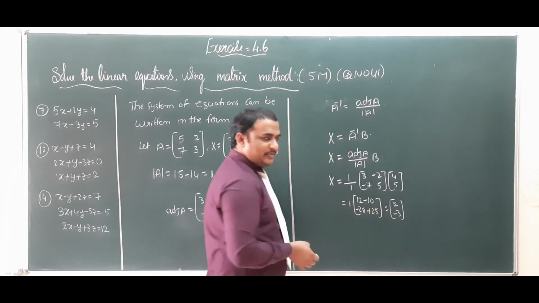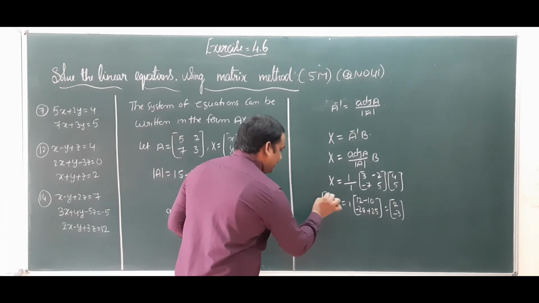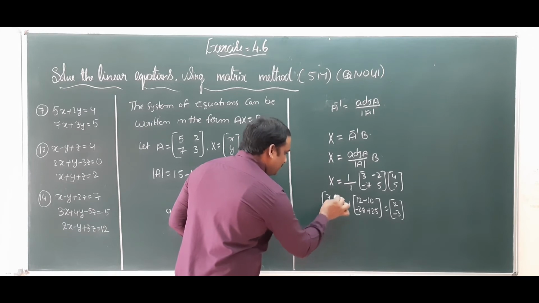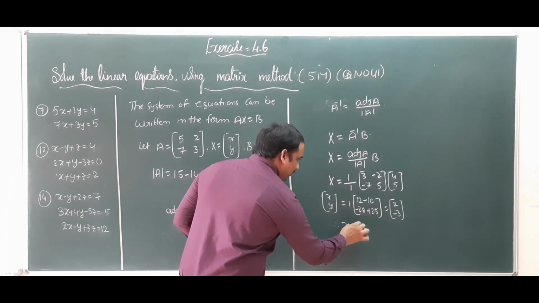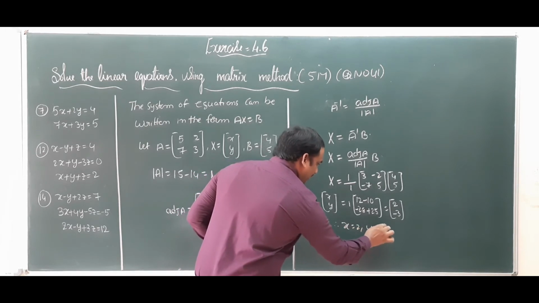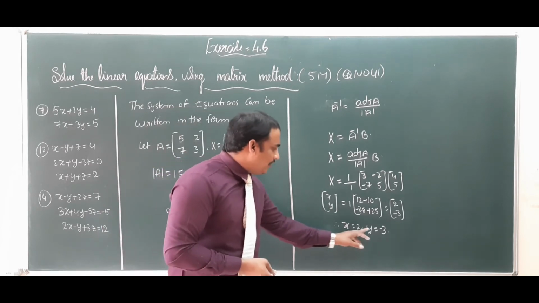What is the capital X means? X is a matrix, X Y. Both matrices' order is the same. Therefore, X equal to 2, Y equal to minus 3. Like this you have to simplify. Now, are the X value and Y value correct or not?